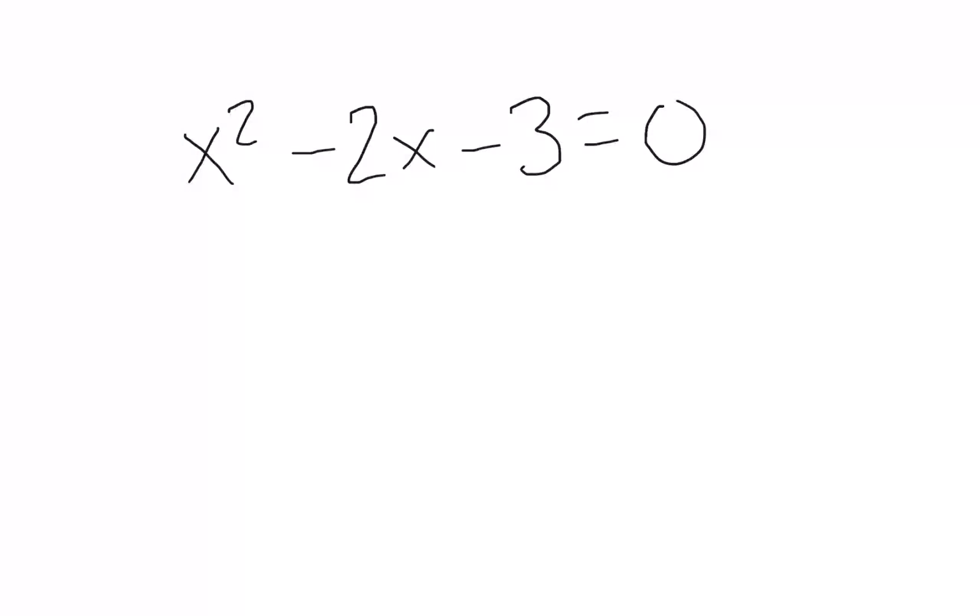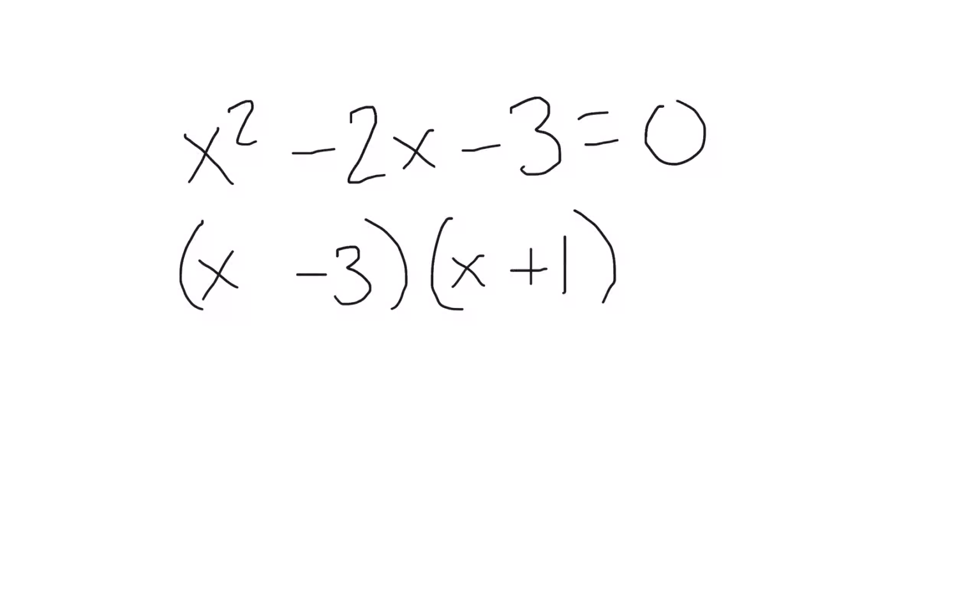So when I see this right here, I can see that this should factor pretty nicely, and it will factor into x times x, and then negative 3 and positive 1. And you could check this real fast. x times x will give me x squared, negative 3 plus 1 will give me negative 2, and negative 3 times 1 will equal negative 3. So we are good.